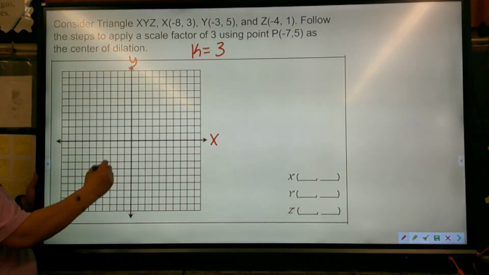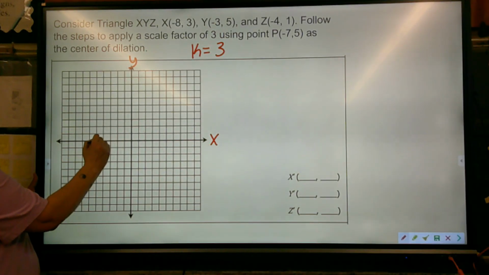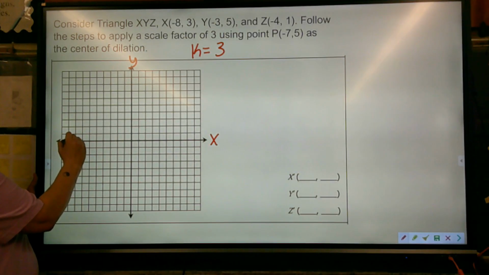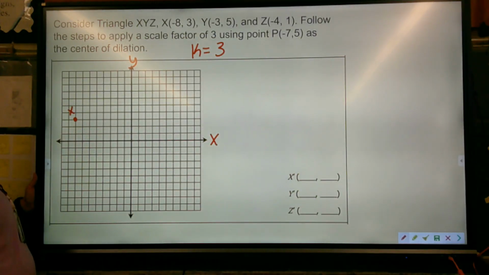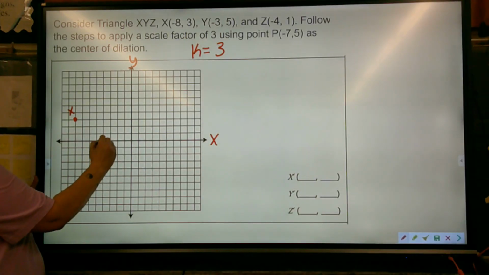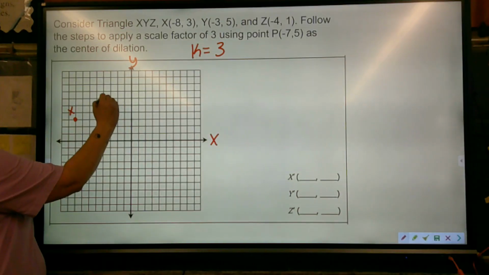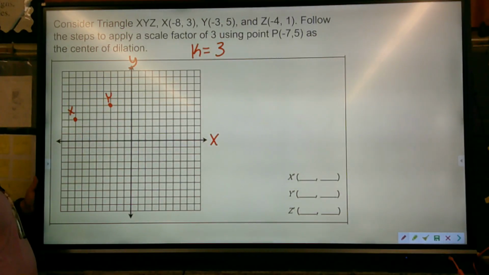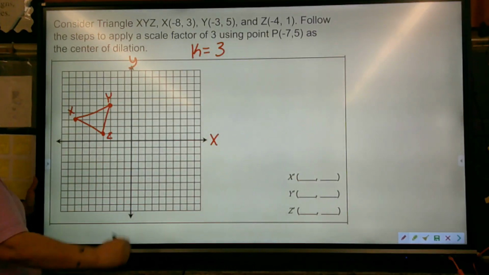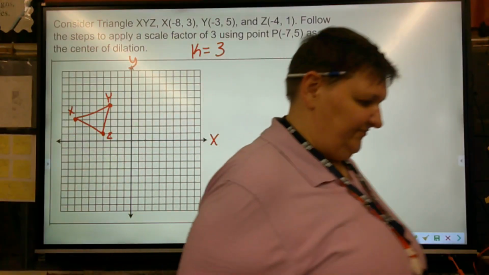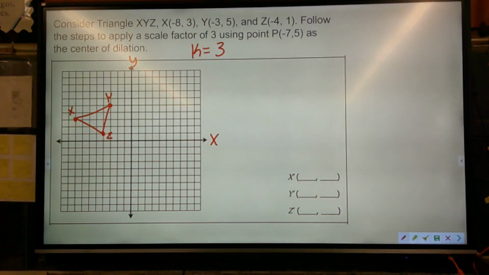Alright, so X is (-8, 3). 1, 2, 3, 4, 5, 6, 7. So that's left 8, up 3. Y is (-3, 5): left 3, up 5. And Z is (-4, 1): left 4, up 1. Graph and label your pre-image. Steps 1 and 2 complete. Questions about steps 1 and 2?